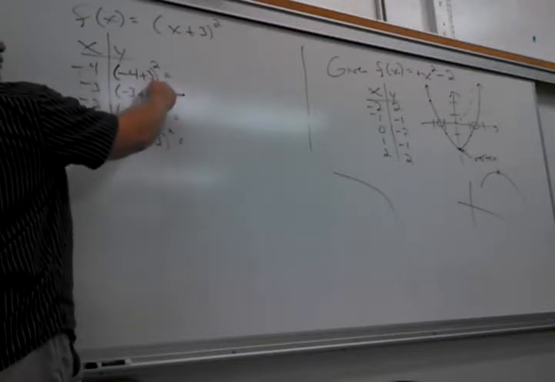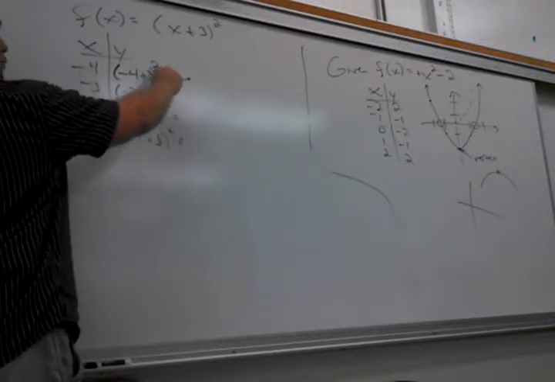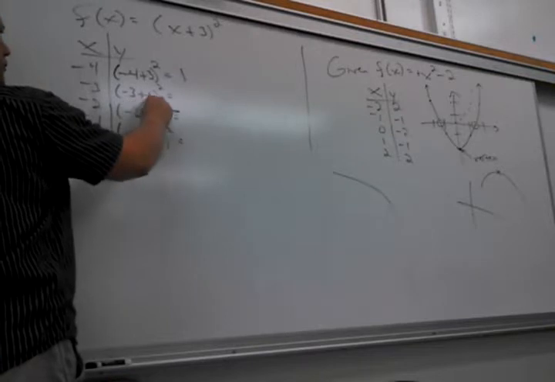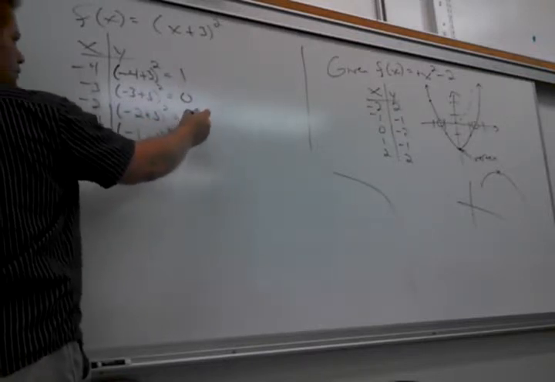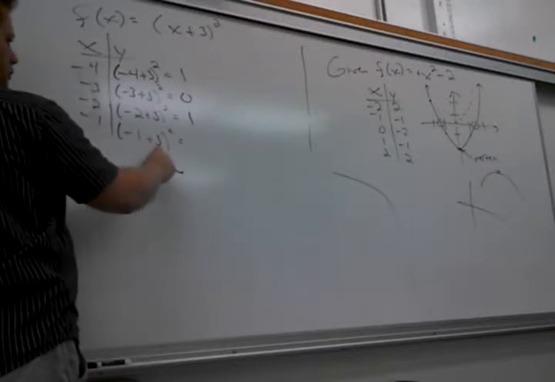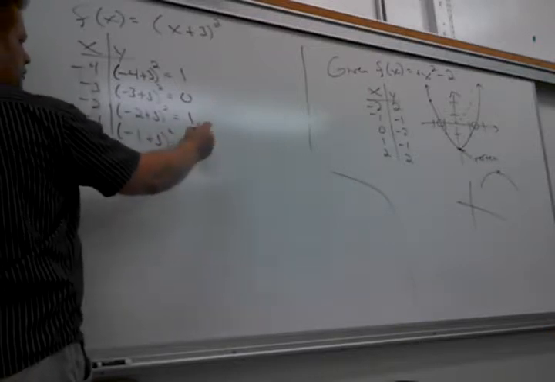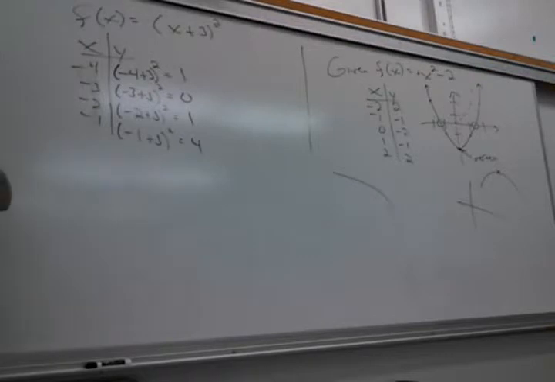What's negative 4 plus 3? 1. Squared, 1. Negative 3 plus 3? 0. Squared is 0. Negative 2 plus 3? 1. Squared is 1. Negative 1 plus 3? 2. Squared? 4. I like that though. I should follow it, but no, it's 4.